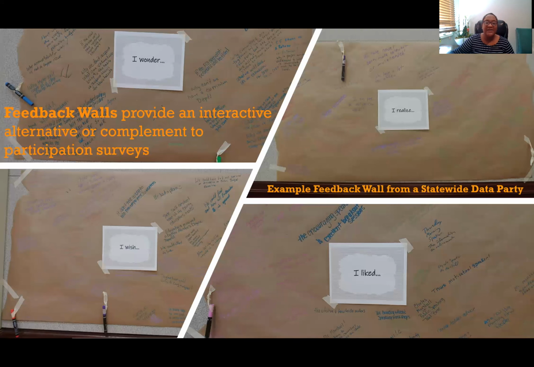Feedback walls are another example of a data party data collection strategy. Feedback walls provide an interactive alternative or complement to a traditional participation survey. So rather than handing out survey forms, you can have a feedback wall station with different components, such as I wonder, I realize, I like, and I wish. So people have the opportunity to use the markers you provide to respond to the prompts and provide their insights on various parts of the program.